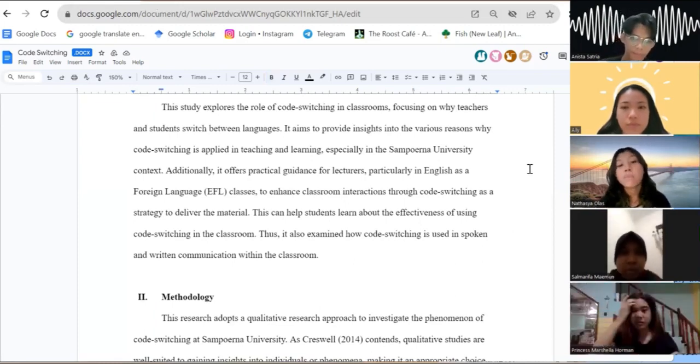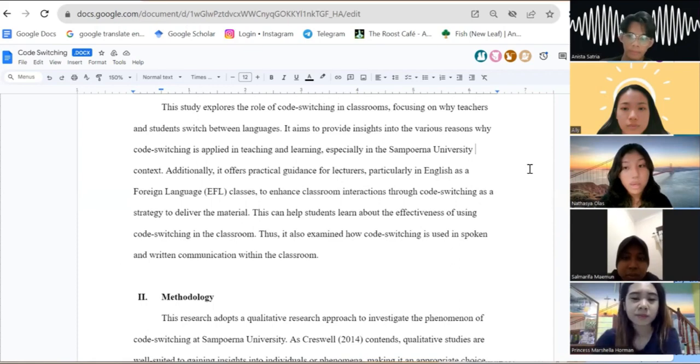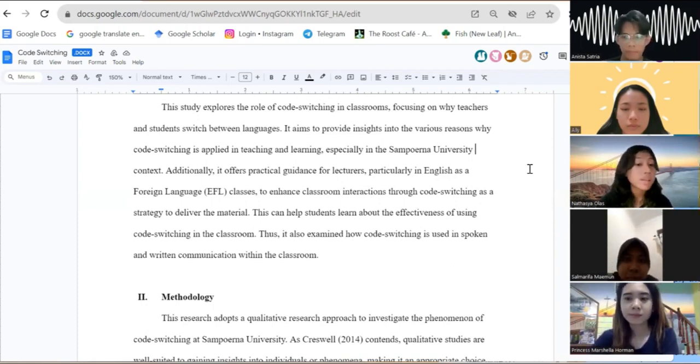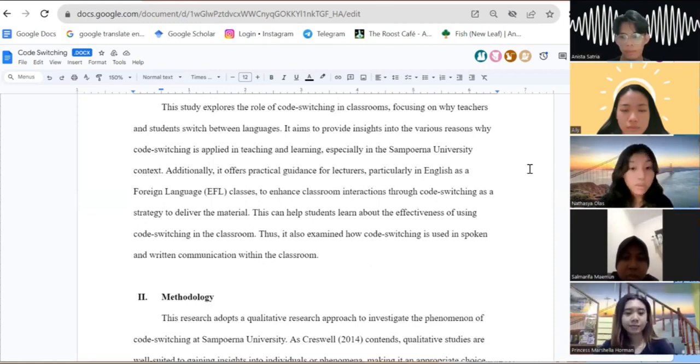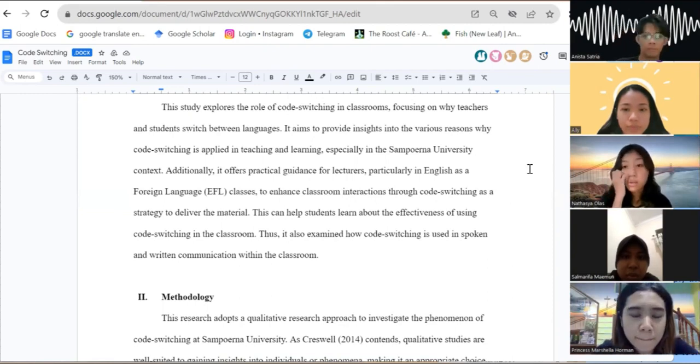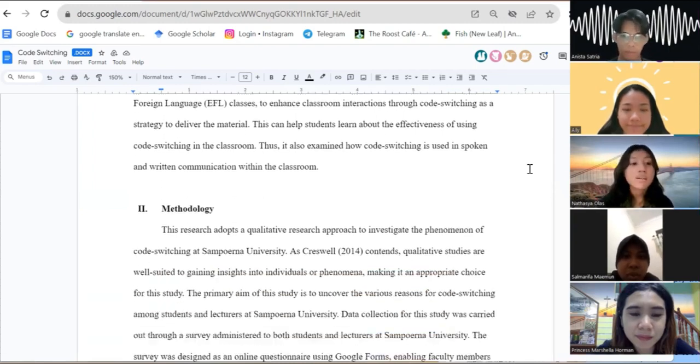That's why from this study, we would also like to offer some guidance for lecturers, especially in English language classes. It can provide a reflection for them to know how to enhance classroom interaction through code switching as a strategy to deliver the material. It can also help students to learn how far this code switching can be effective in the classroom, and it can be examined in what way the code switching is used within the classroom context. So that's overall the scope of the study.